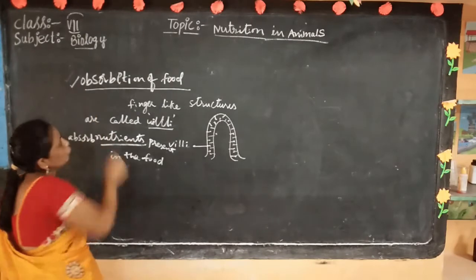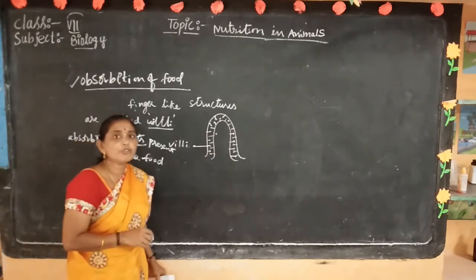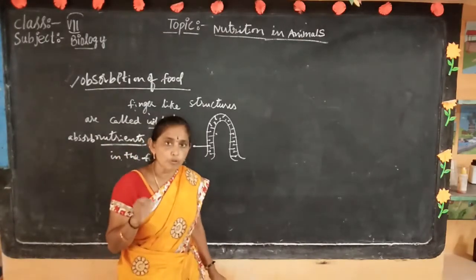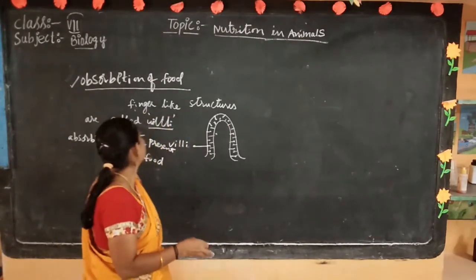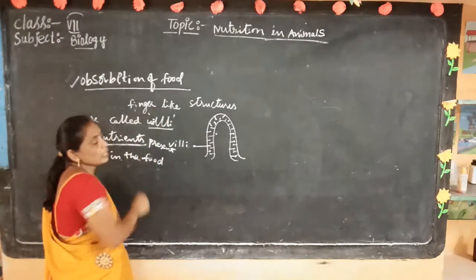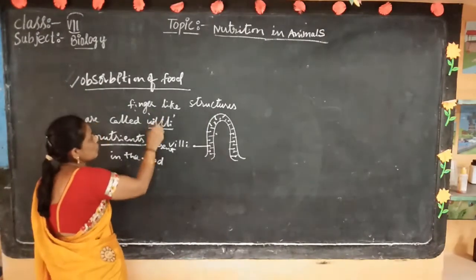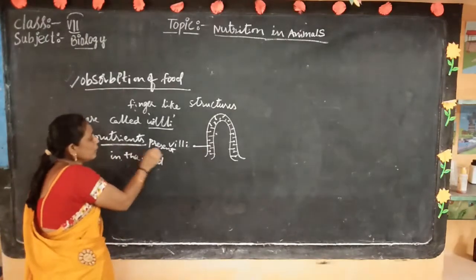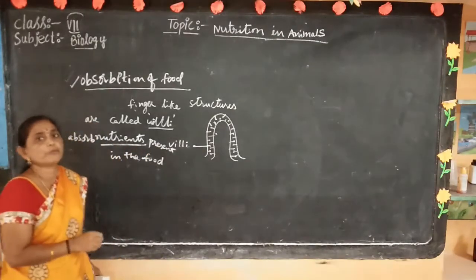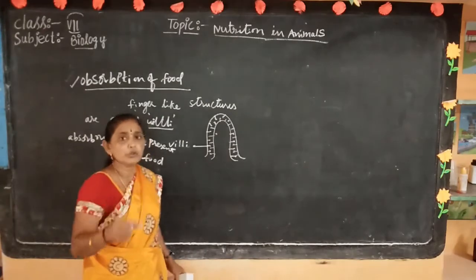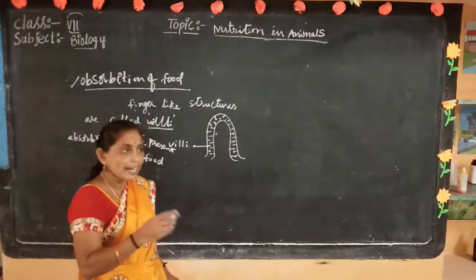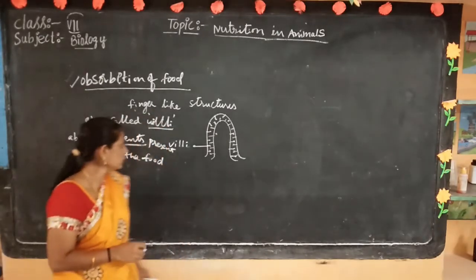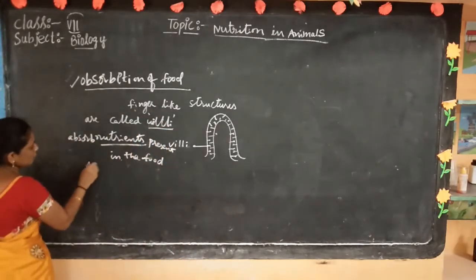Okay, absorption of food. In the small intestine, once the digestion of food material is completed, the small finger-like structures called villi absorb the nutrients present in the food and transport them to different parts of the body. Next, assimilation.